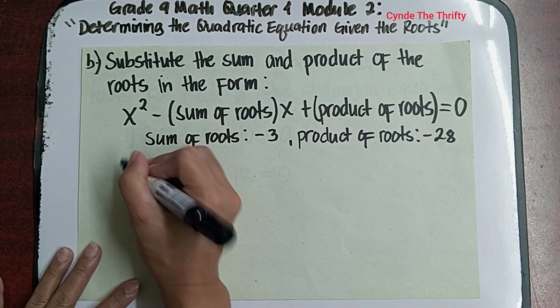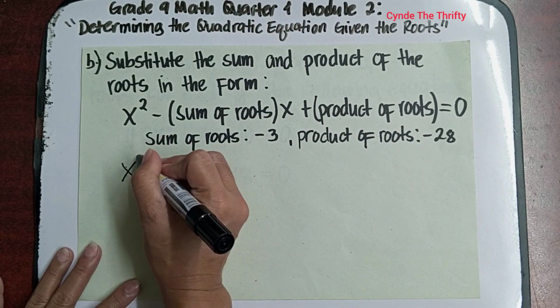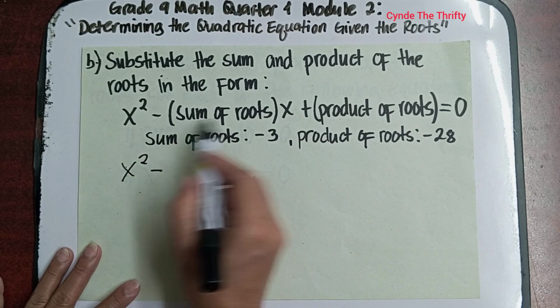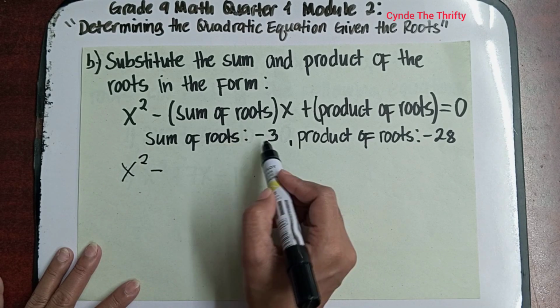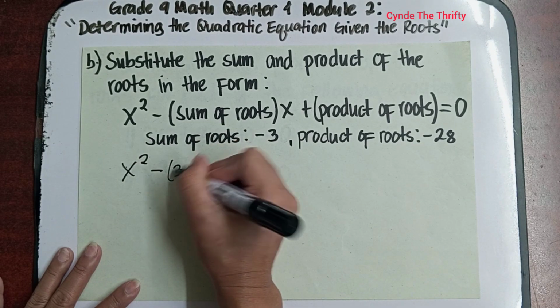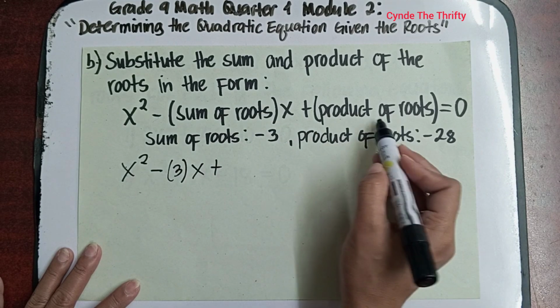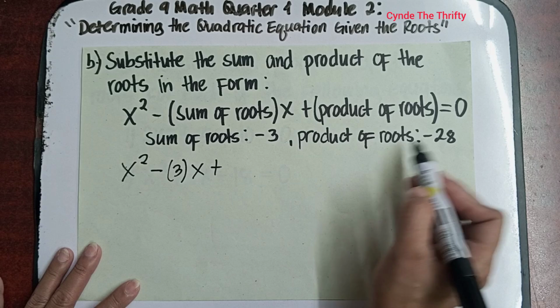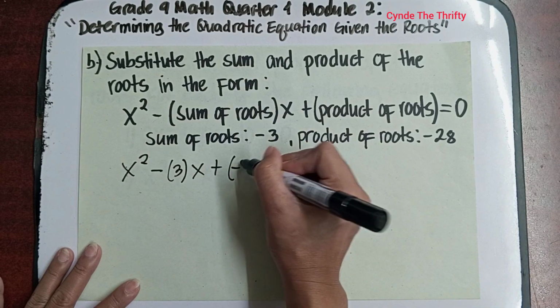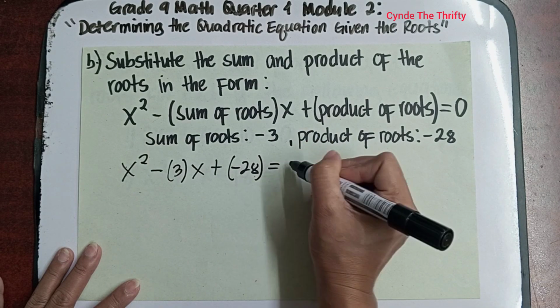So that is x squared. Kopyahin lang natin si x squared minus sum of roots. Ano yung sum of roots natin? Negative 3x plus product of roots. Ano yung product of roots natin? Negative 28. Okay. Is equal to 0.